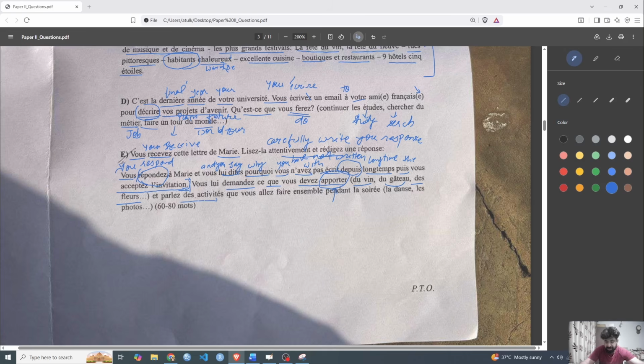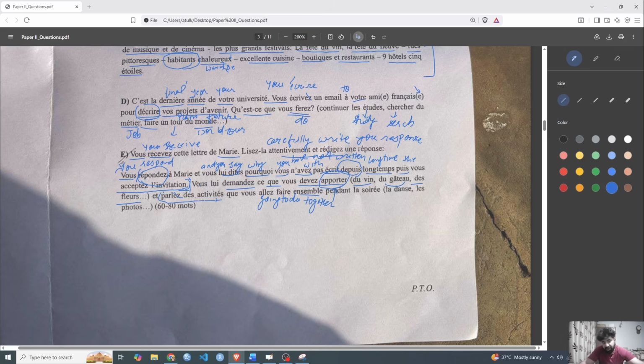Activities you have to parler about. It is a verb, parler, which means to talk. So you talk about the activities. You plan, going to do, or make together. So you have to actually ask what should I bring, and you have to tell her what we are going to do together. So I think the safest is to say that we are going to take a photograph together.